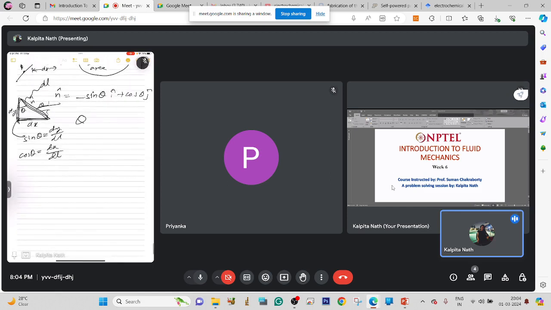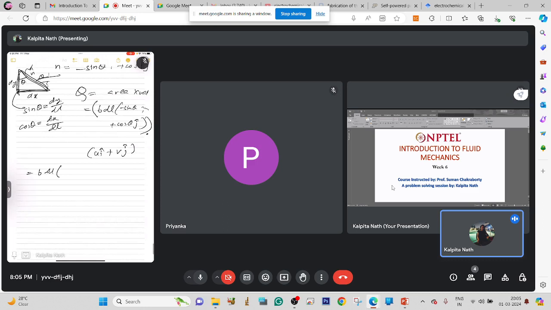So the volumetric flow rate is simply area times velocity. What is the area? The area is b dl n cap, which means b dl times minus sine theta i cap plus cos theta j cap. That multiplied by u i cap plus v j cap will be equal to b dl times minus u sine theta plus v cos theta, which is b times minus u dl sine theta plus v dl cos theta.